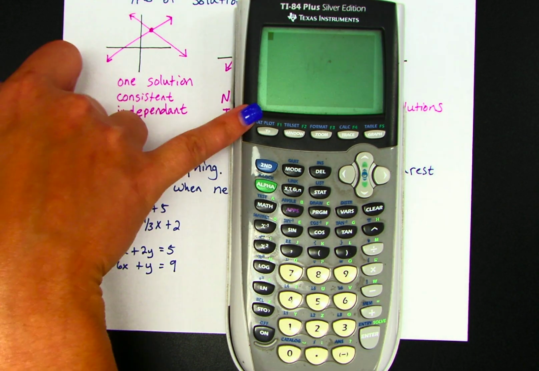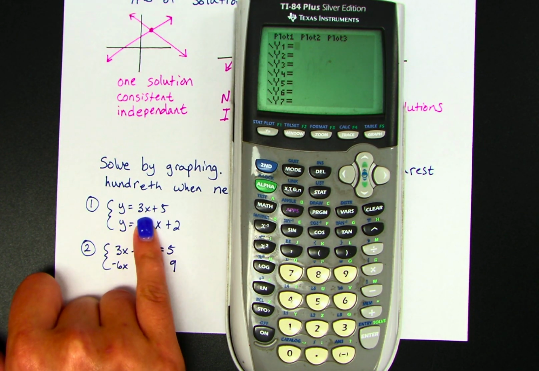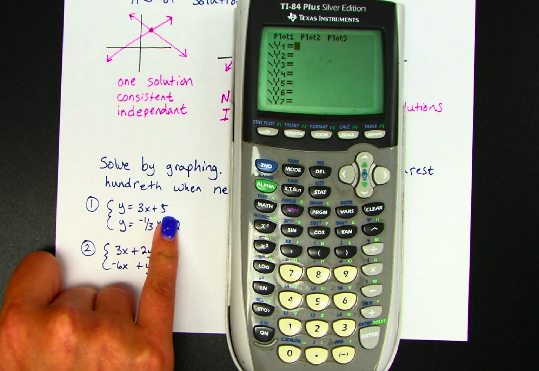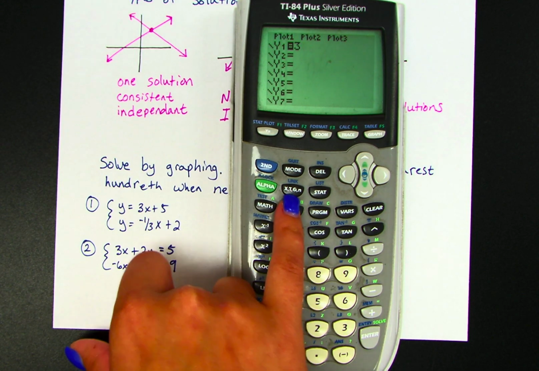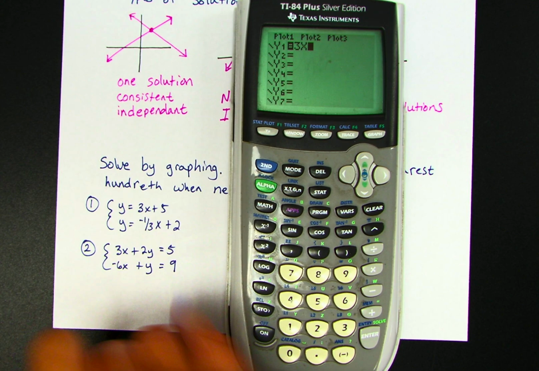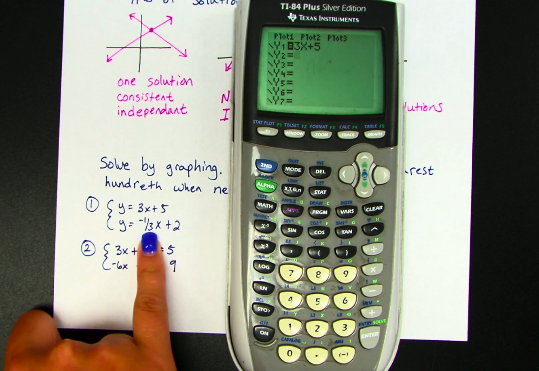All right, so again, to graph, we're going to press y equals, and then we are going to type in the equation except for this y part. So we're going to type in 3x plus 5. I'll use my 3 key, and then the X,T,theta,n key gives me the x, and then plus 5. We press enter to go down to the next line, and now I'm going to type this one in.